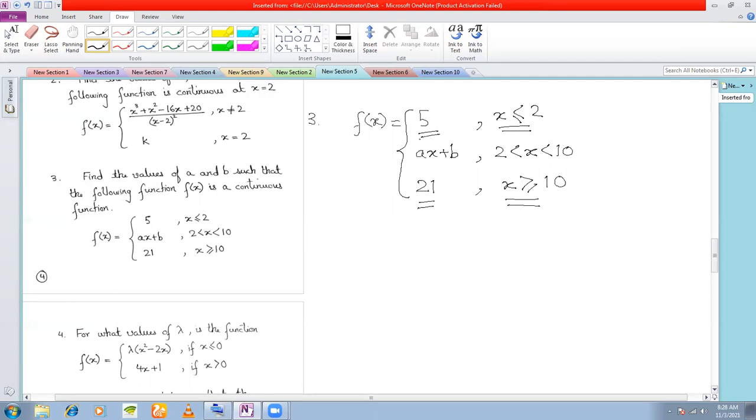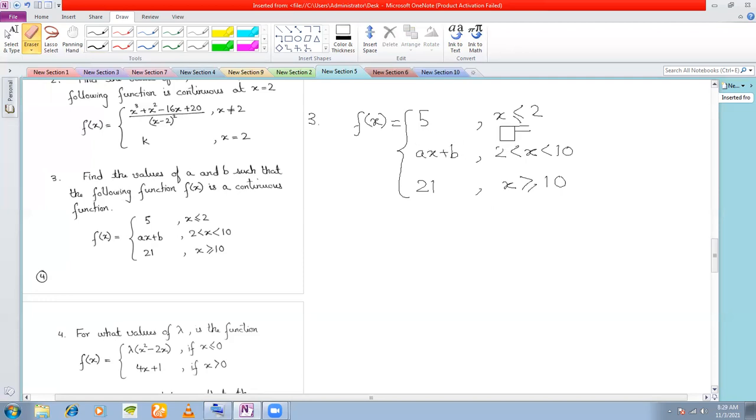We can find out the left hand limit at it, since we know that a constant function is continuous. So at the point x is equal to 2, if you find out left hand limit, right hand limit, and the value of the function, they must be equal, from which we can find out either a or b. And then, because it is also continuous at x is equal to 10, again we can use the condition to find out either a or b, right?